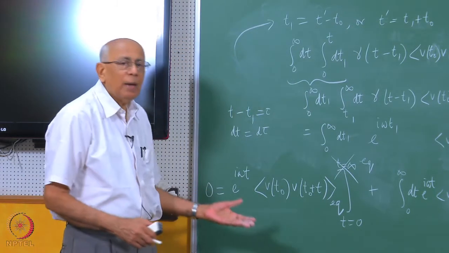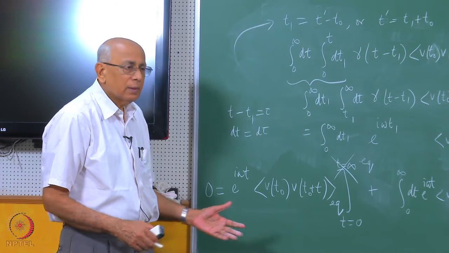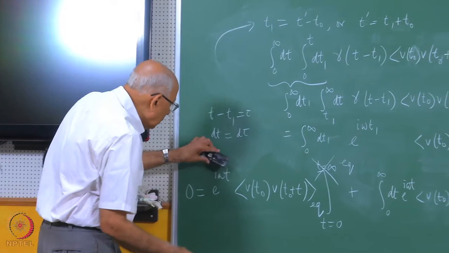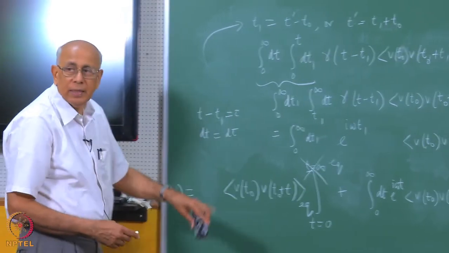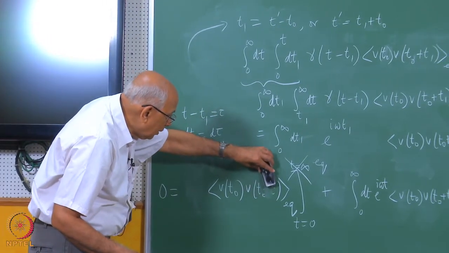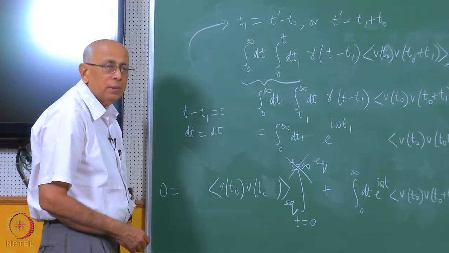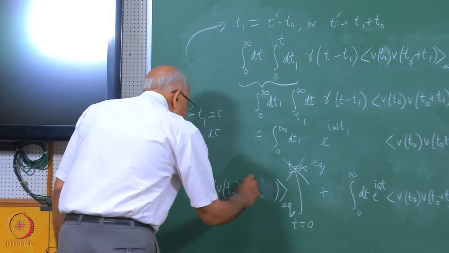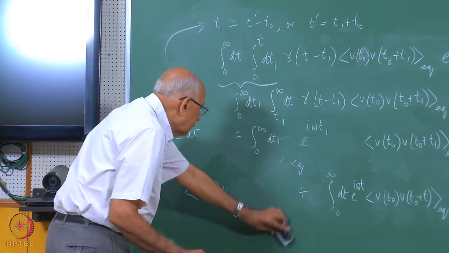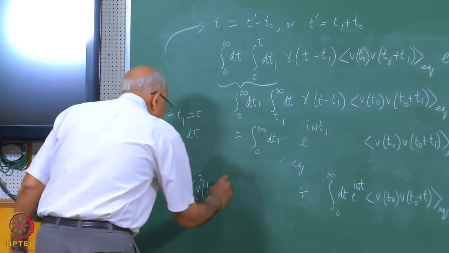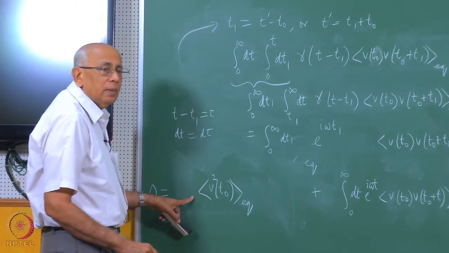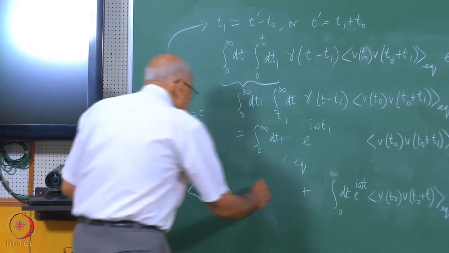Minus whatever happens at the lower limit, and that's equal to 0, right? At the lower limit, e to the i omega t is 1, as t is 0. This becomes v of t naught, because t is 0, therefore you get a square, v squared of t naught in equilibrium, and there was a minus sign. So I move it to the other side, and this is equal to that.